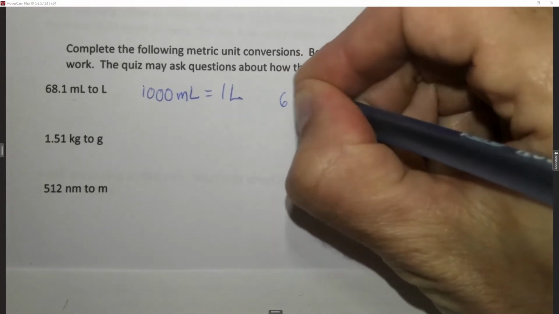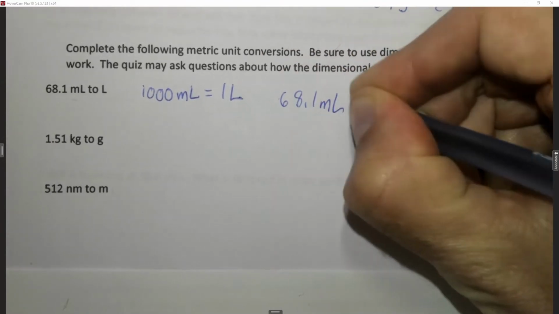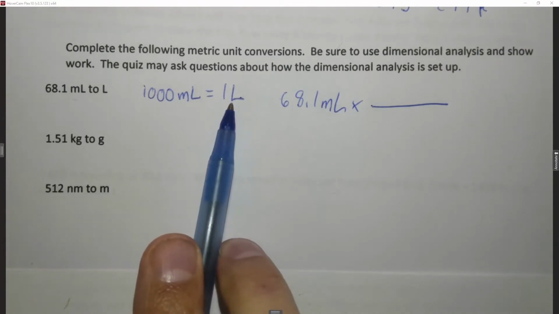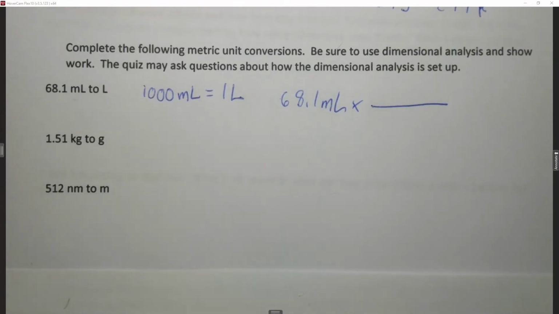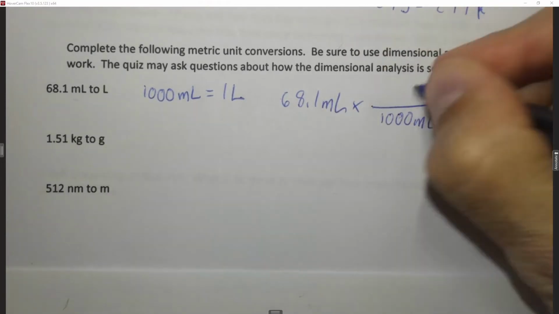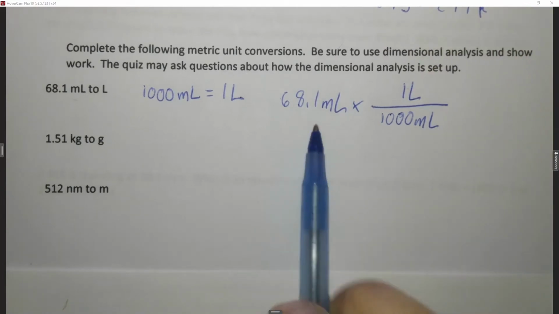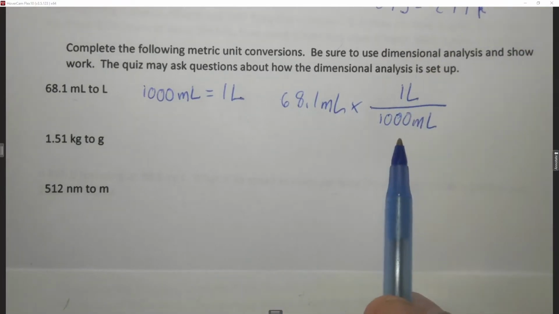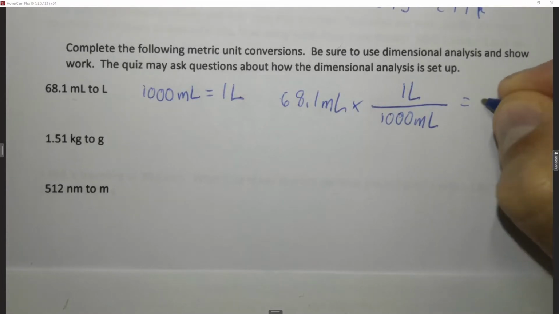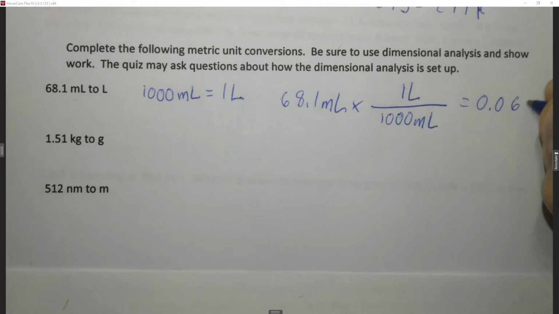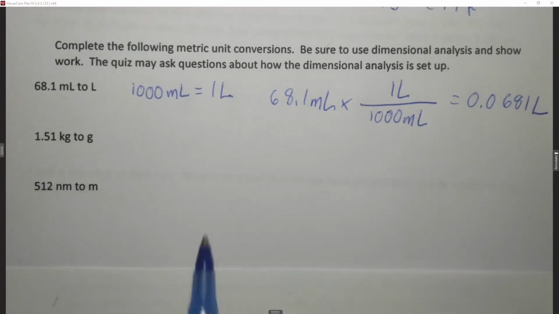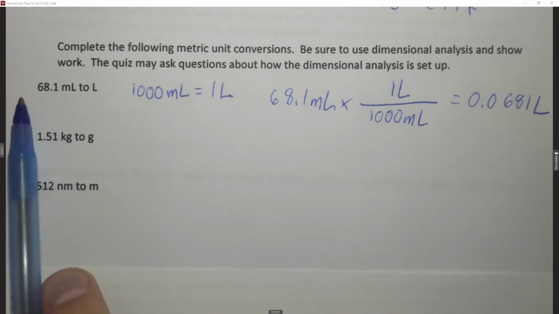So starting with 68.1 milliliters times, we need to put one of these two units on the bottom and one on the top. We want the unit that's going to cancel out on the bottom, the 1,000 milliliters, and on top we want the unit that we want, the 1 liter. To solve this, we multiply by the top, divide by 1,000. So we essentially divide this by 1,000. And when we do that, we get 0.0681 liters, like so.